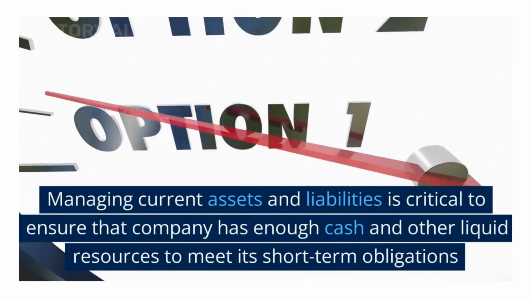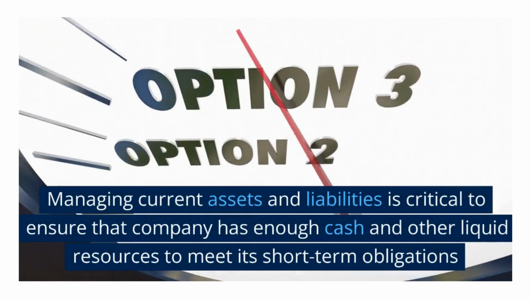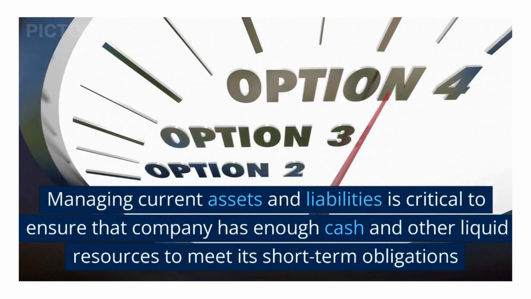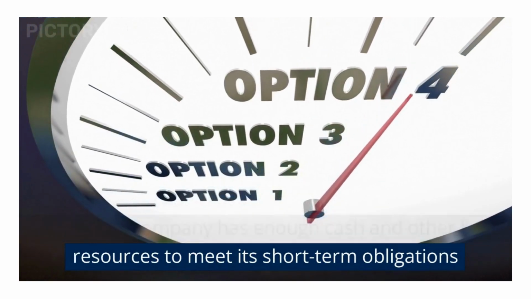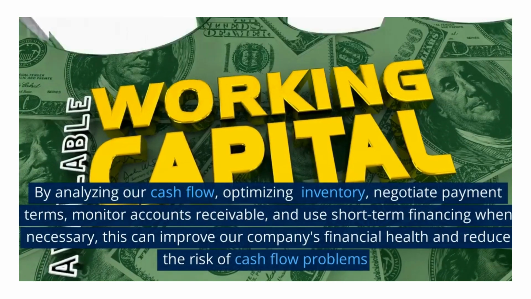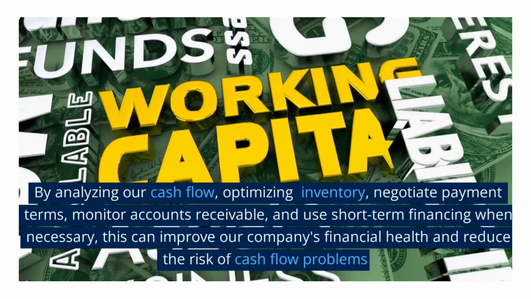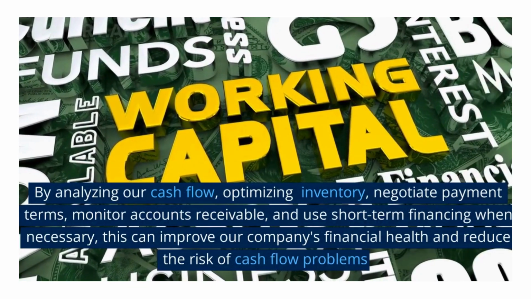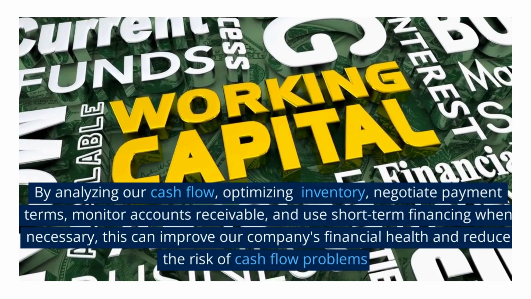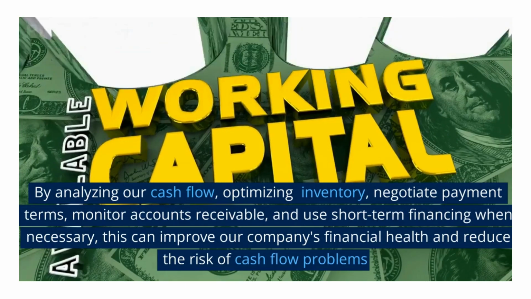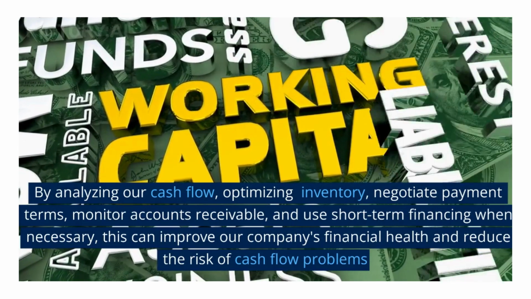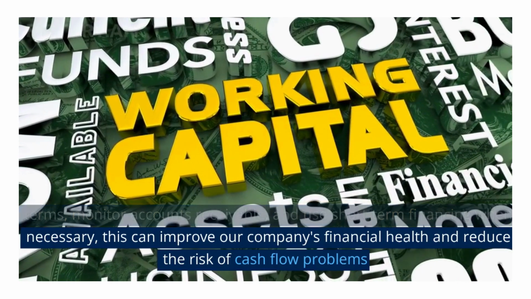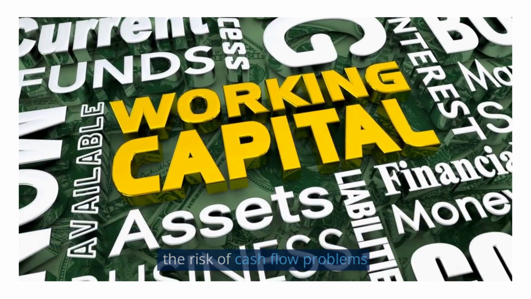Managing current assets and liabilities is critical to ensure that the company has enough cash and other liquid resources to meet its short-term obligations. By analyzing our cash flow, optimizing inventory, negotiating payment terms, monitoring accounts receivable, and using short-term financing when necessary, we can improve our company's financial health and reduce the risk of cash flow problems.